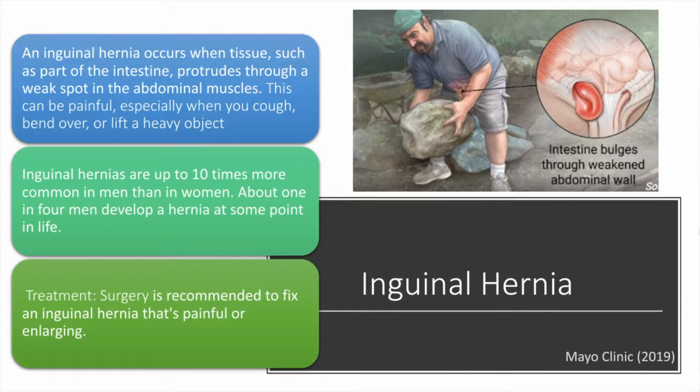So first we will define what an inguinal hernia is. An inguinal hernia occurs when tissue, such as part of the intestine, protrudes through a weak spot in the abdominal muscles. This can be painful, especially when you cough, bend over, or lift a heavy object. Inguinal hernias are up to 10 times more common in men than in women. About 1 in 4 men develop a hernia at some point in their life. Treatment for this is surgery to fix the inguinal hernia that is painful or enlarging.